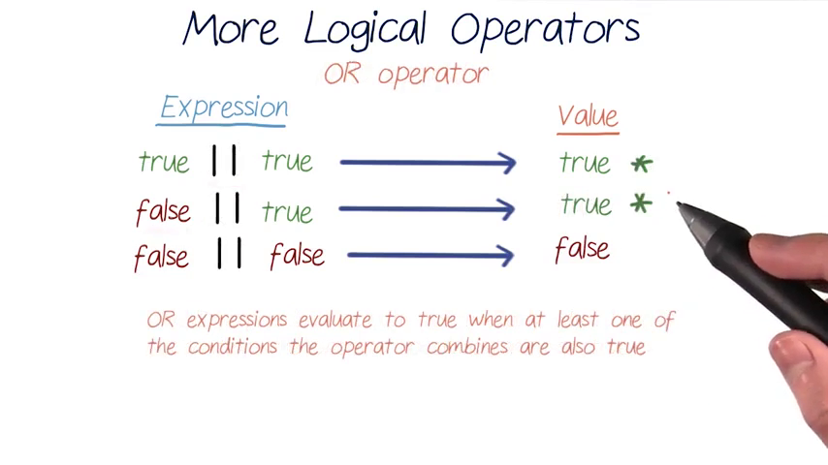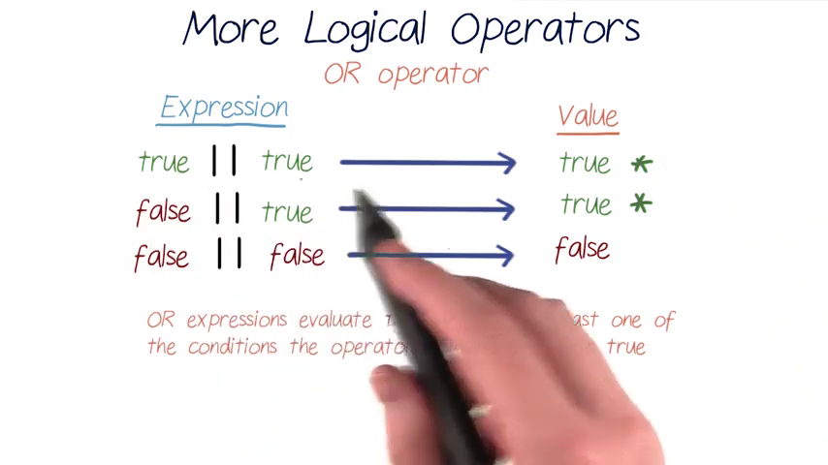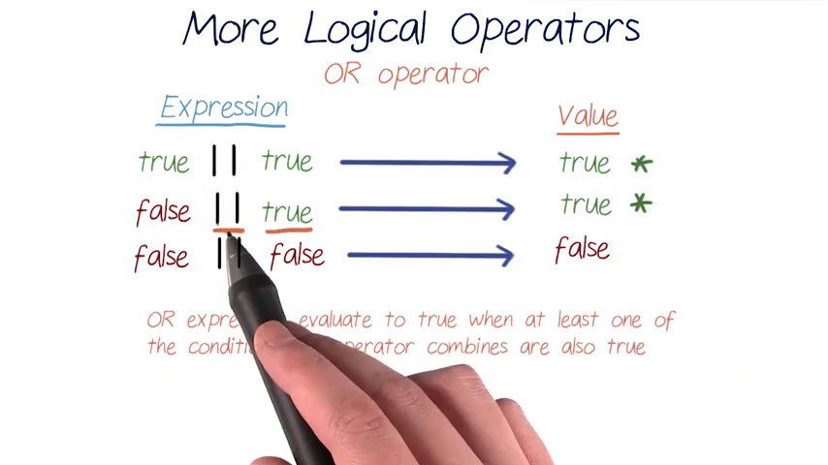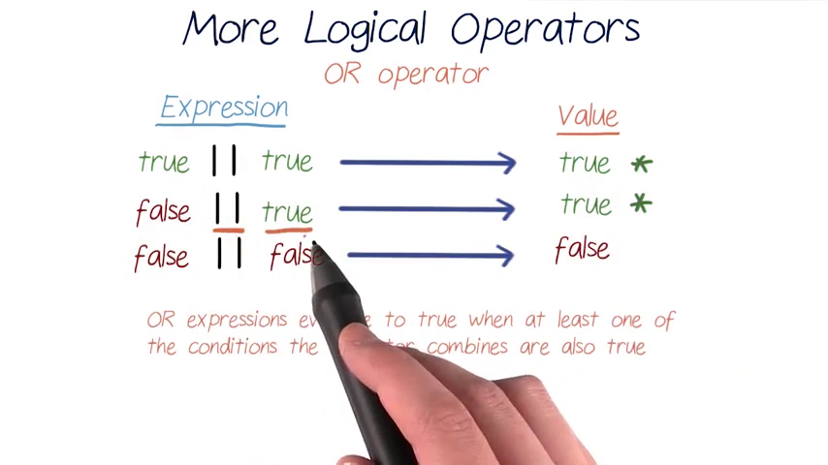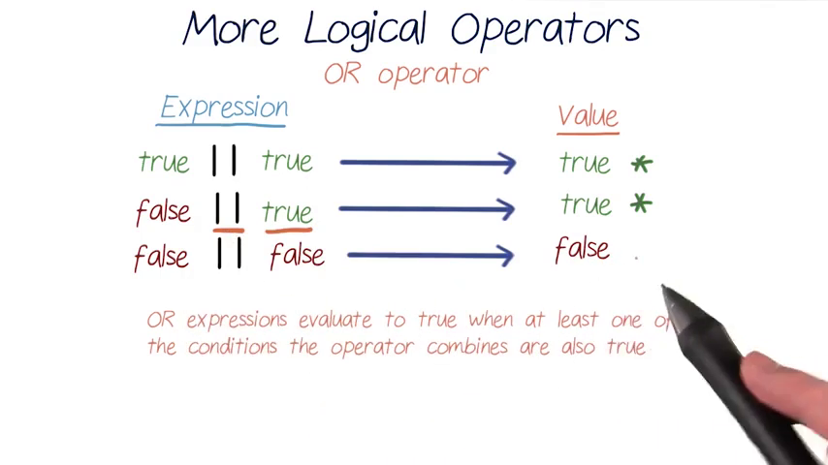The OR operator is a little different. The OR operator only needs one of its two combined conditions to be met for it to be true. So true or true evaluates to true, and so does false or true. And that's because at least one of its combined expressions is true in both cases. Only if both conditions it combines are false will this whole expression be false.